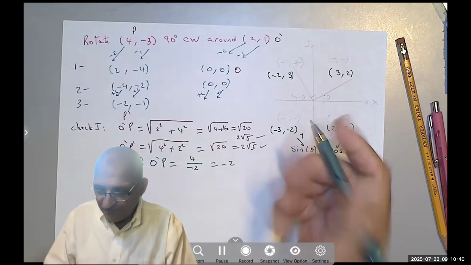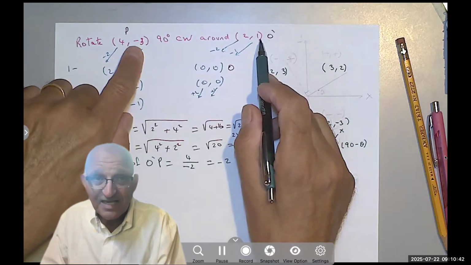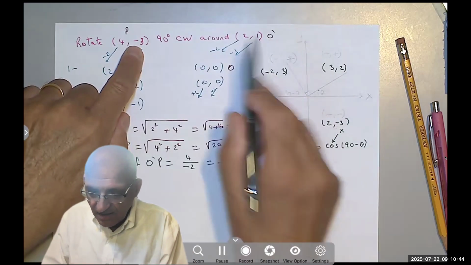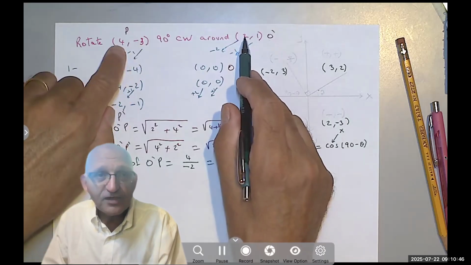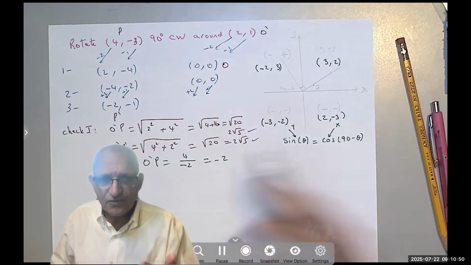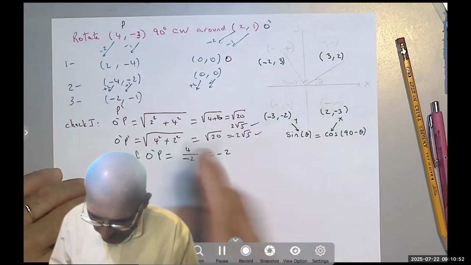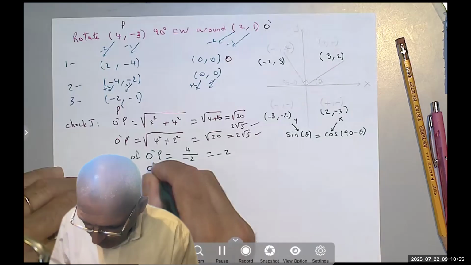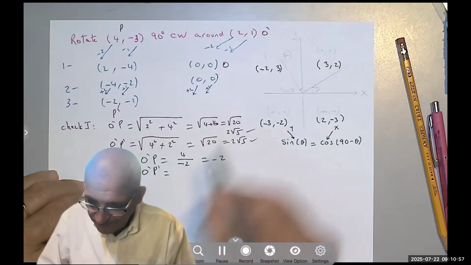I could have started from 1 to negative 3 and say that's a decrease of 4, divided by going from 2 to 4, an increase of 2. So negative 4 over 2, I also end up with negative 2. It doesn't matter. Now, how about the slope of O prime P prime?